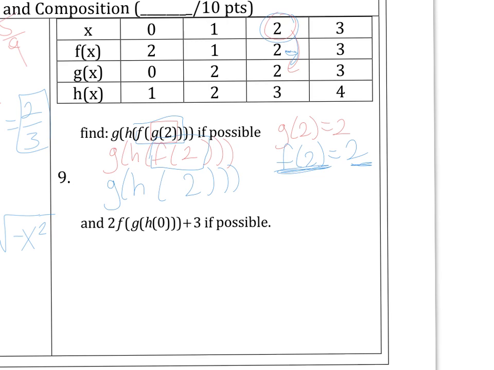Next layer, I'm going to look at h of 2. H of 2, so I'm looking for x is 2, down at the value of h, which is 3. H of 2 is equal to 3. Okay? So my last thing is g of 3. And g of 3, if I take a look at where x is 3, g is also 3. My final answer for this is 3.